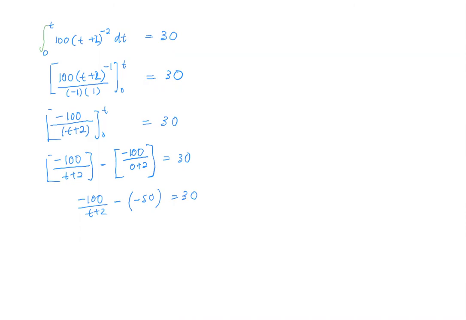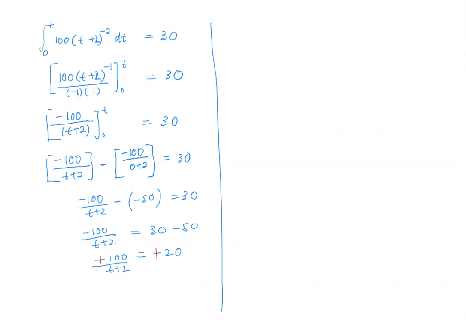Okay? So negative 100 over t plus 2 equal to 30 minus 50, so equal to negative 20. Both sides also got negative, so it becomes positive. So I have 100 over 20 equal to t plus 2. 5 equal to t plus 2, so my t equal to 3. Done. That is how you solve algebraically.